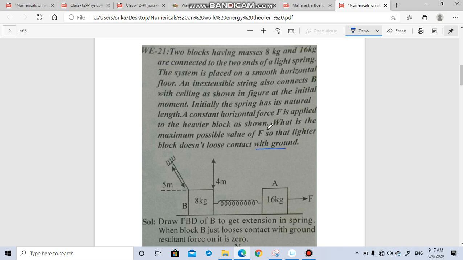So here there are two blocks. Block A is given, block B is given, and their masses are given. Block B is connected to a ceiling. The inclined length is given and the vertical height is given. Between block B and block A there is a spring, and this block is applied a force F. For this type of question, what is the thing that is asked? F is asked. What is the value of F?